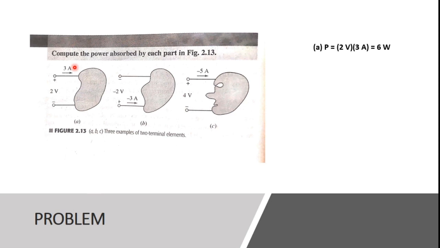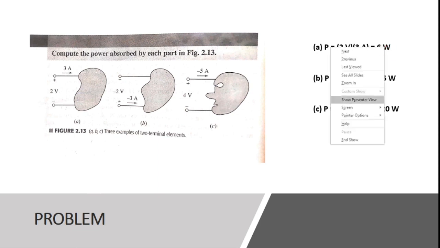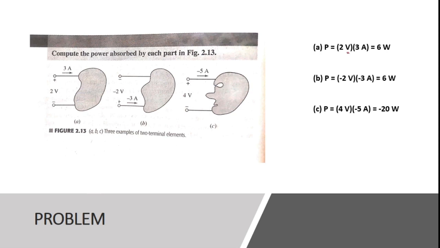What about the second one? It is minus 2 volt into minus 3 amps, so it is again 6 watts. And the third diagram, it is 4 volt into minus 5 amps, so it is minus 20 watts. I would like to emphasize one point here. This is well known to us, but still I'm telling you. For voltage, the unit is volts. For current, the unit is ampere. And for power, the unit is watts.